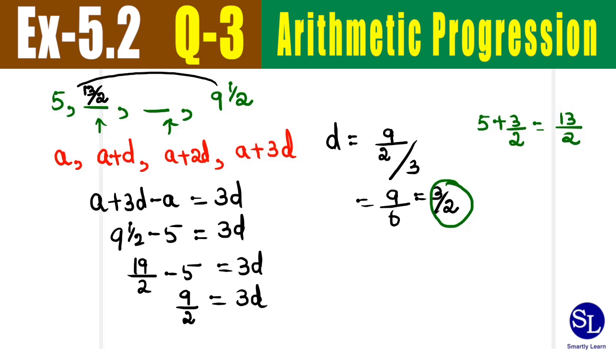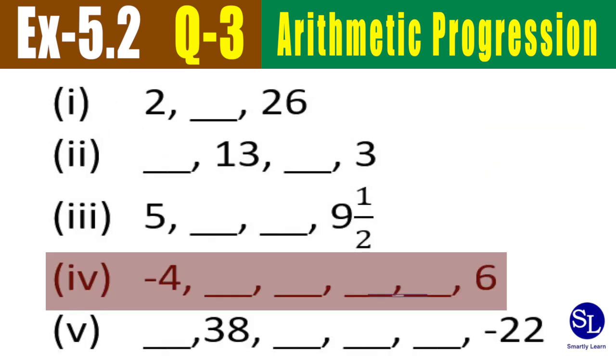Now let's do the next one. The next term can be got by adding 3 by 2 to 13 by 2. If you add, this is going to be 16 by 2, which is equal to 8. So the next term here is 8. Like this, we found the missing values of the AP. Now let us look at the next series.